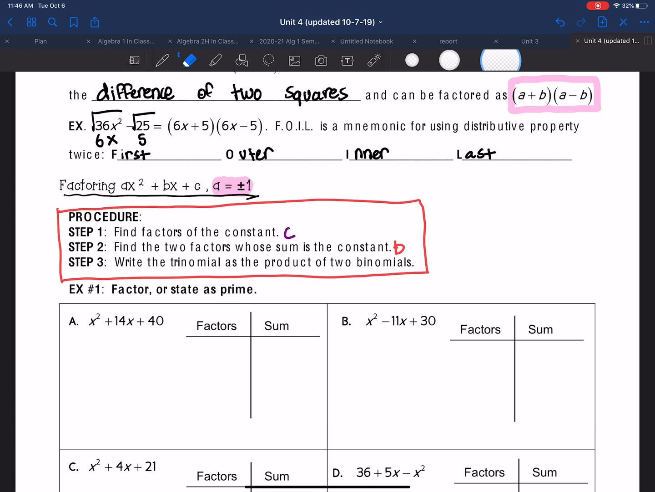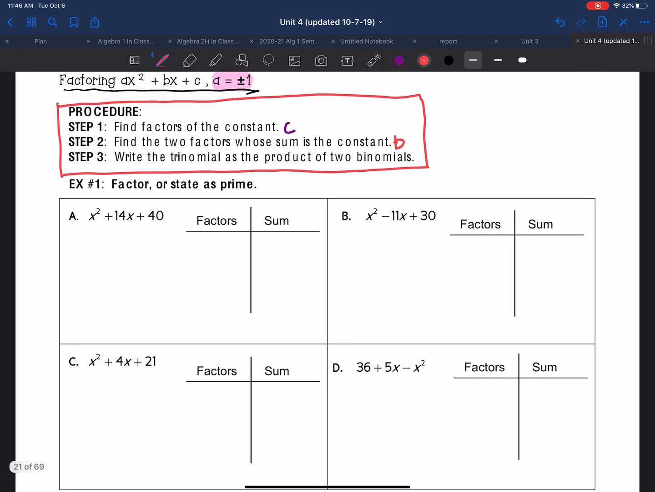Okay, so let's look at example number 1. We have x squared plus 14x plus 40, and we have to factor this. The first thing I'm going to do is follow that first step. I'm going to find the factors of the constant c. So again, I'm looking for factors of 40, the last term in my expression. What are some factors of 40?